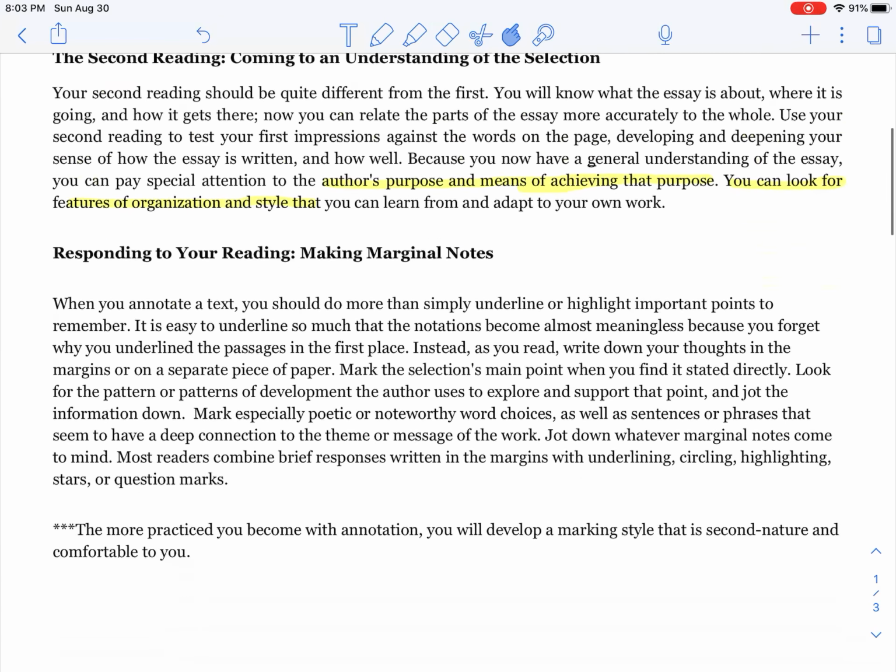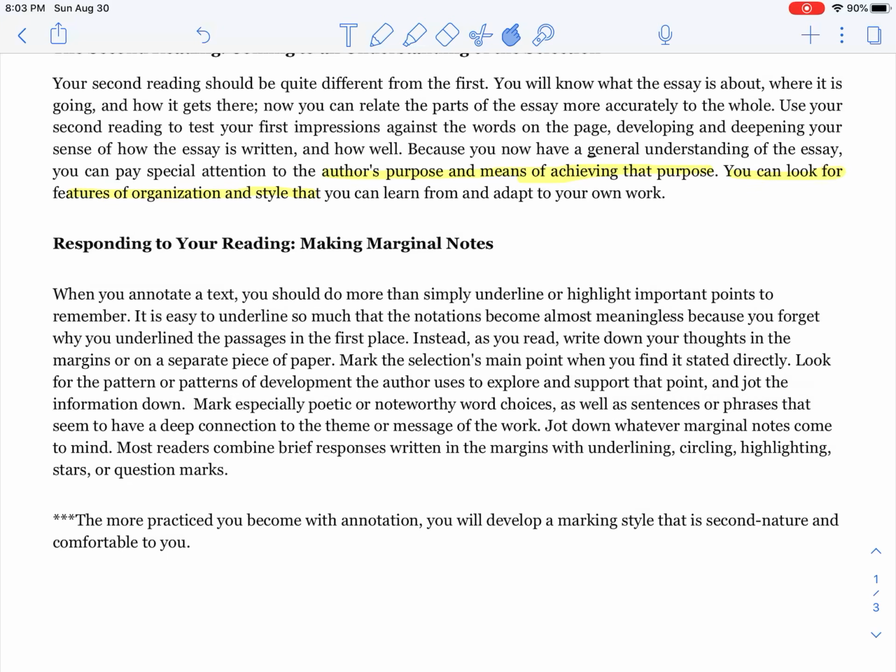Now, a couple of things I want to point out to you is when you annotate a text, you should do more than simply underline or highlight important points to remember. It is easy to underline so much that the notations become almost meaningless because you forget why you underlined the passages in the first place. So there's a fine balance between annotating too much and not enough. You don't want to do copious markings so that everything seems so marked up you don't even remember the reason why you marked it. Every notation has to have a purpose behind it.